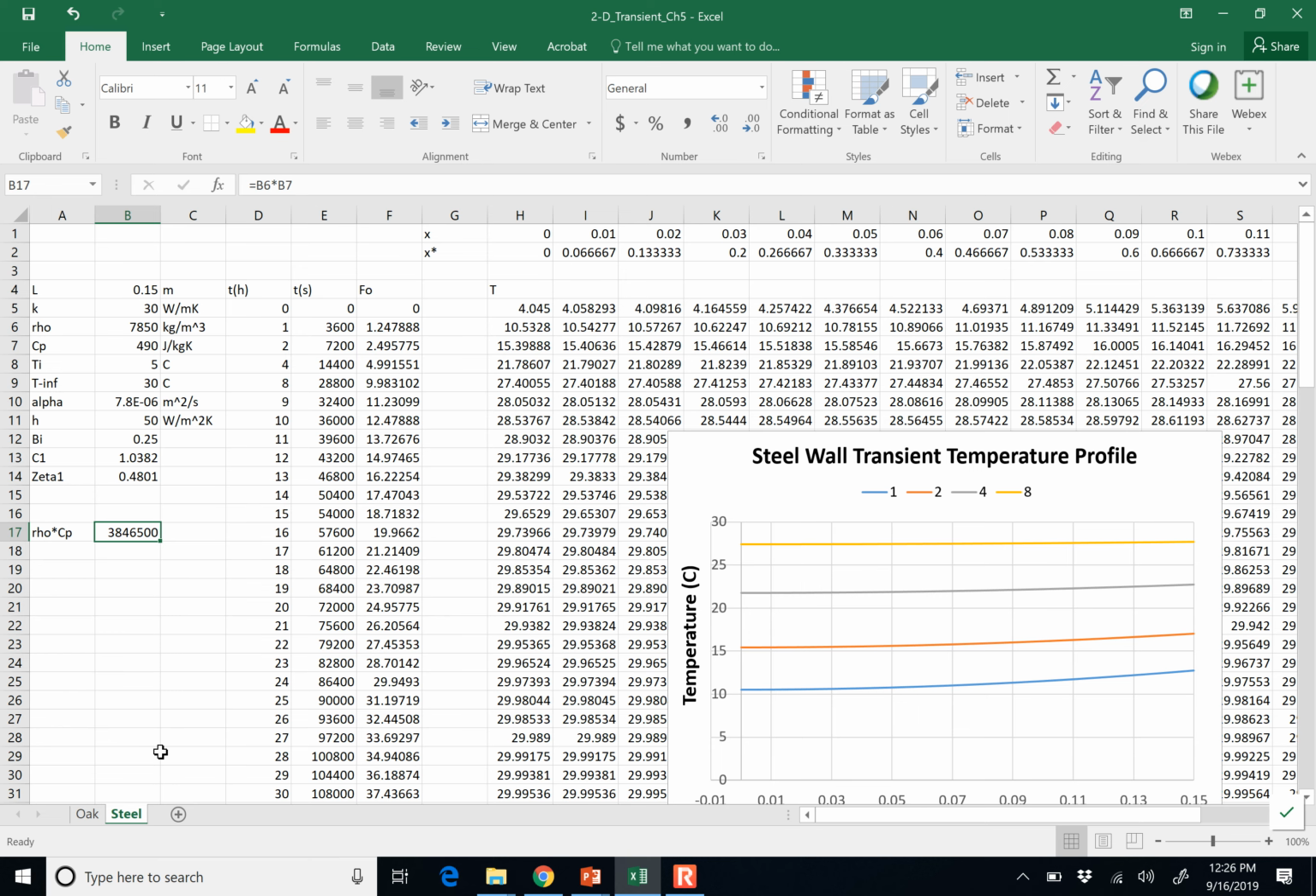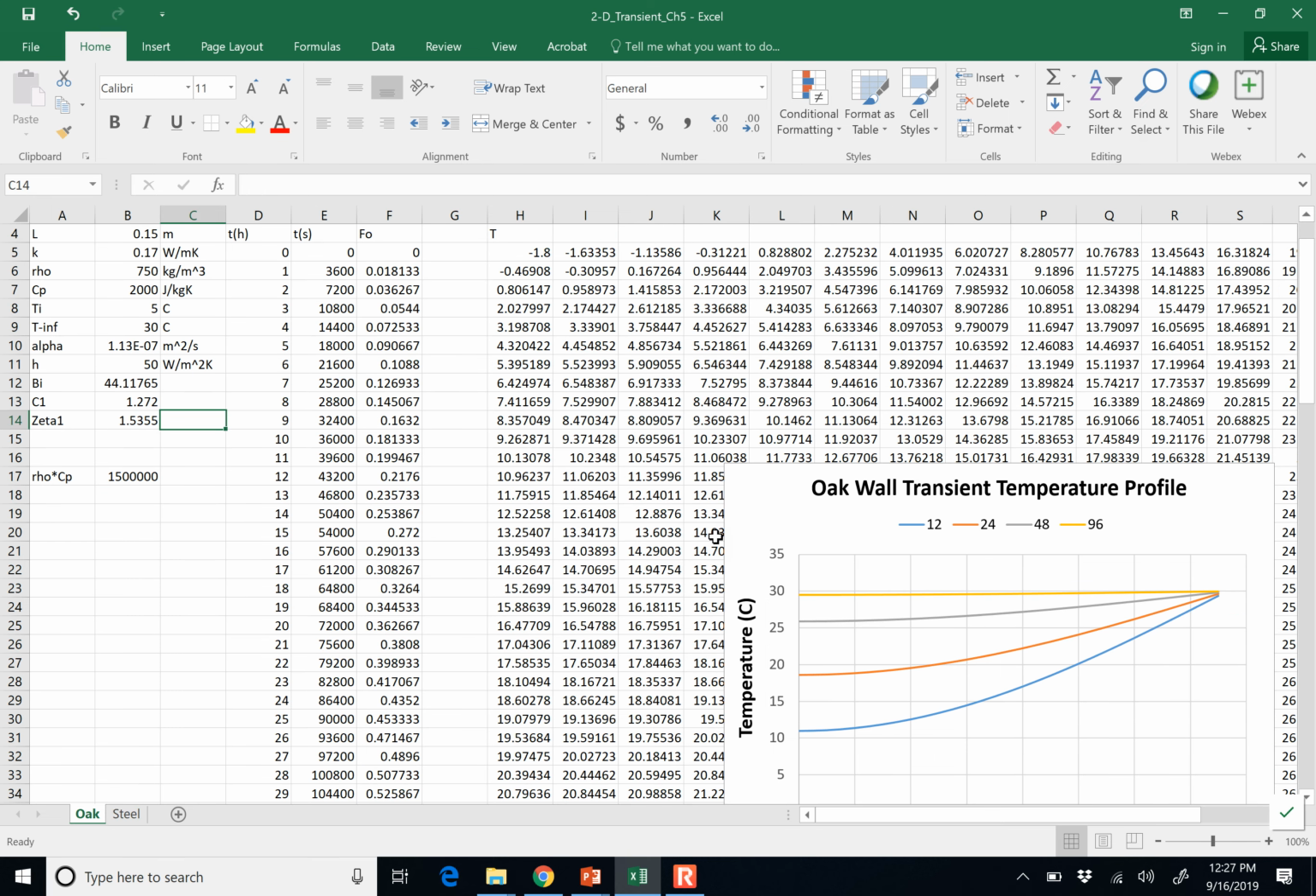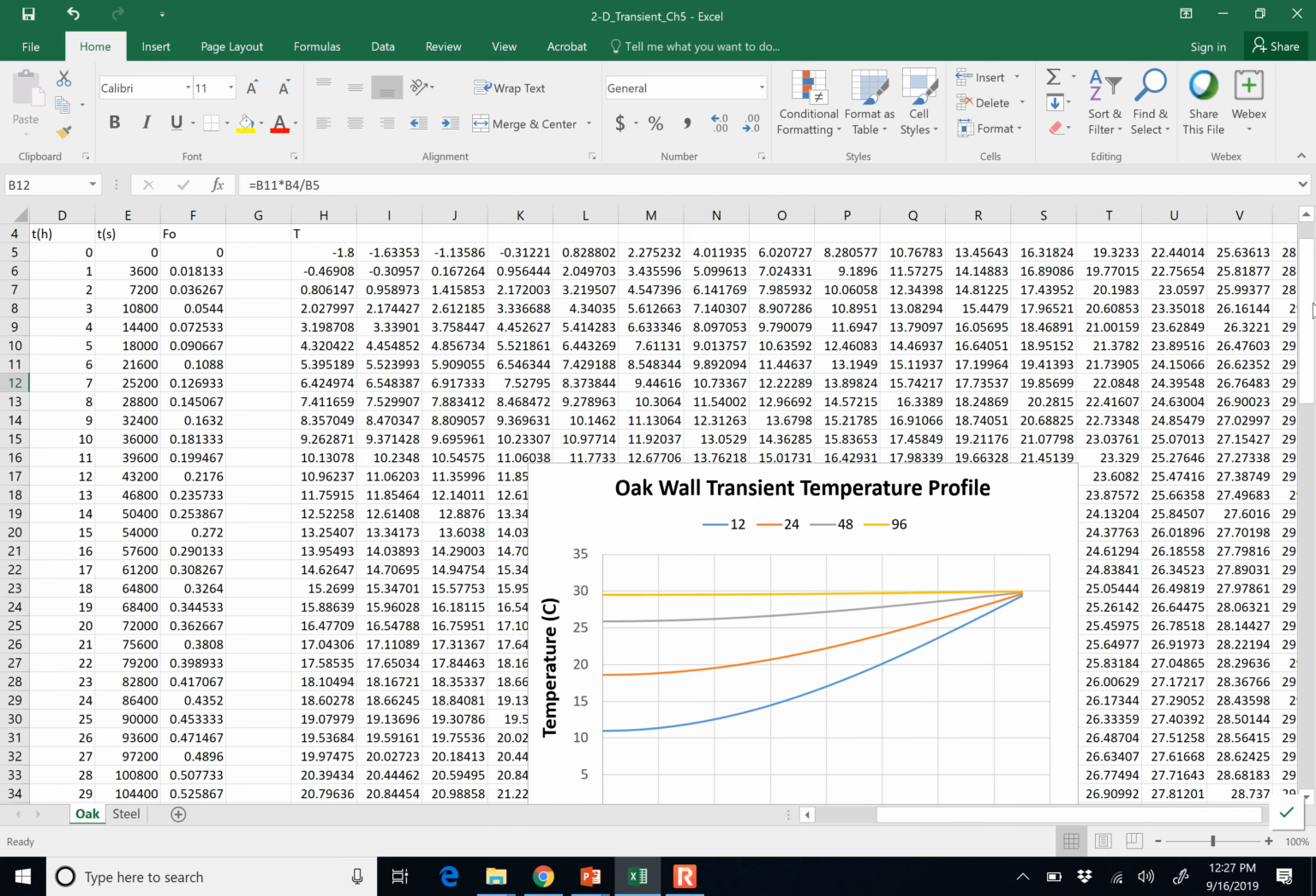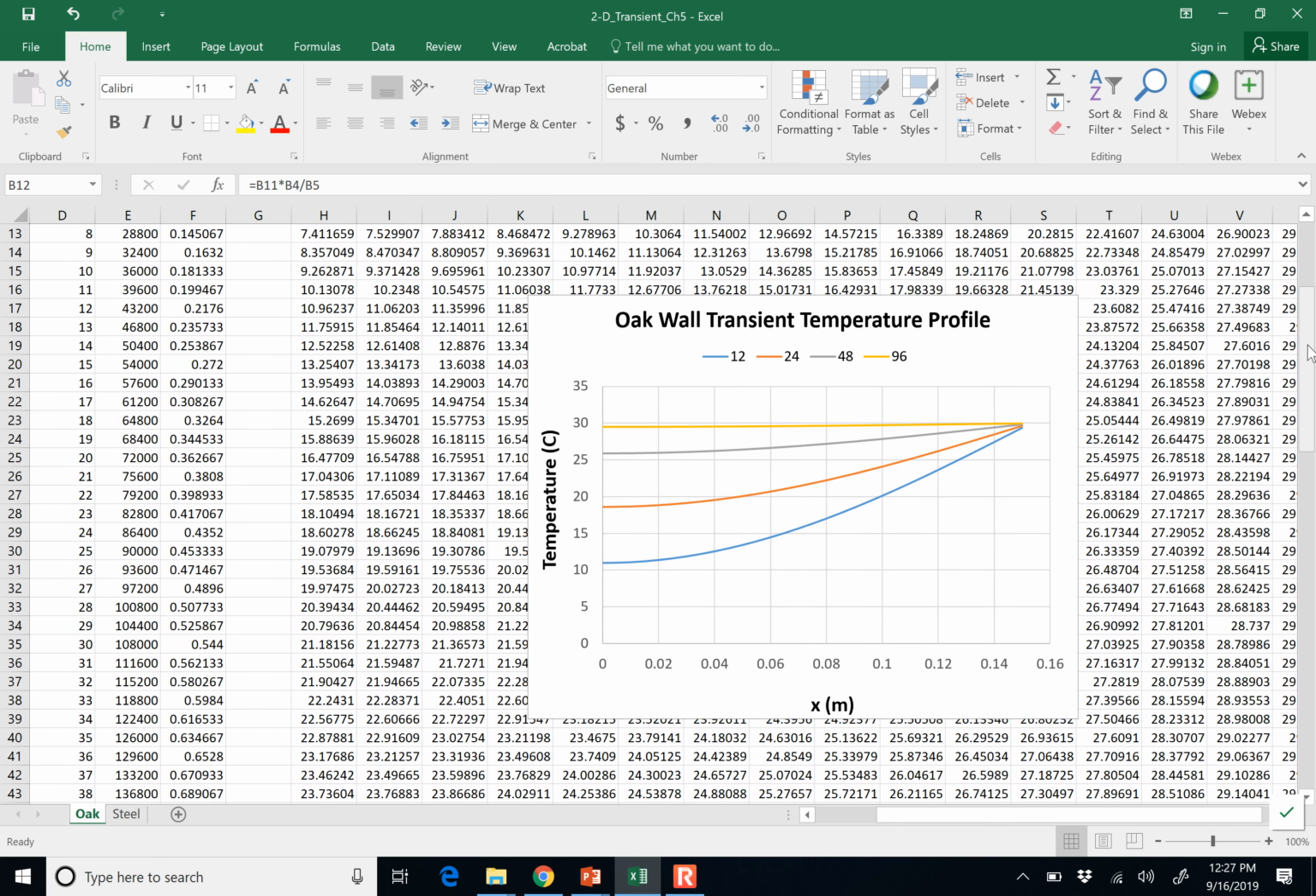So now let's go look at the oak wall. Same kind of thing. If you remember, our Biot number, as you calculated, was 44.1. We do that same kind of analysis, and now let's look at how that temperature propagates through our oak wall. Notice before I was plotting 1 hour, 2 hours, 4 hours, and 8 hours. Now we're looking at much longer times, so 12 hours, 24 hours, 48 hours, 96 hours.